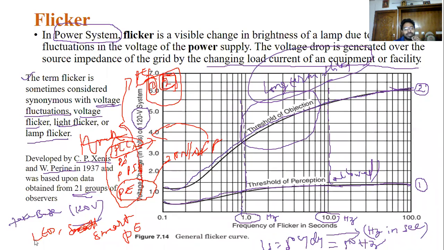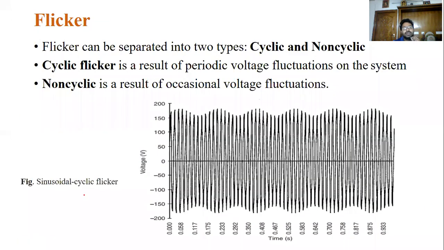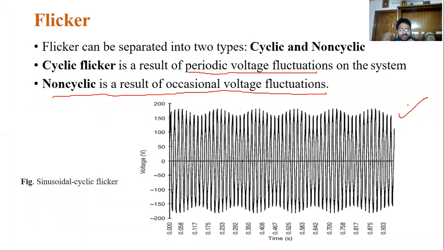So we can have arc furnaces on the load side. Now we can see those cases also. Flickers we can divide into cyclic and non-cyclic. Cyclic flickers are periodic voltage fluctuations, and non-cyclic are occasional fluctuations. Now see this waveform. This is a sinusoidal, remember, a sinusoidal cyclic flicker. Now see, this time is less than 1 second.